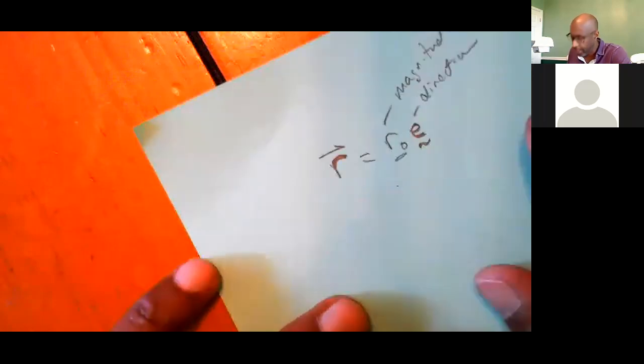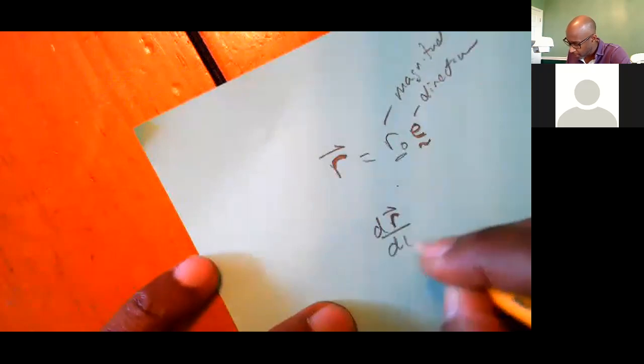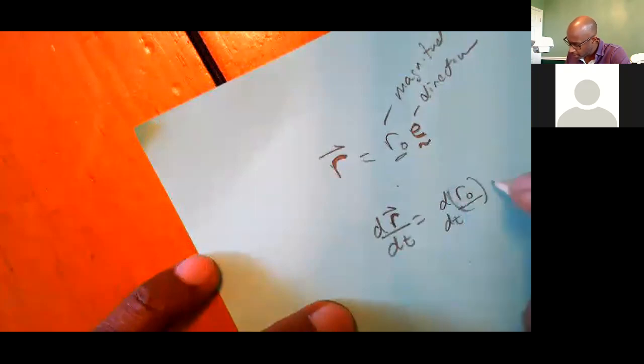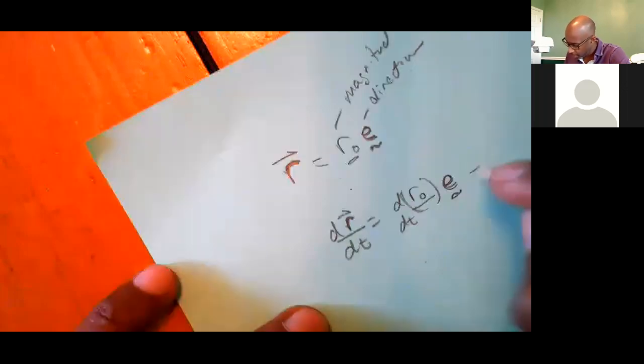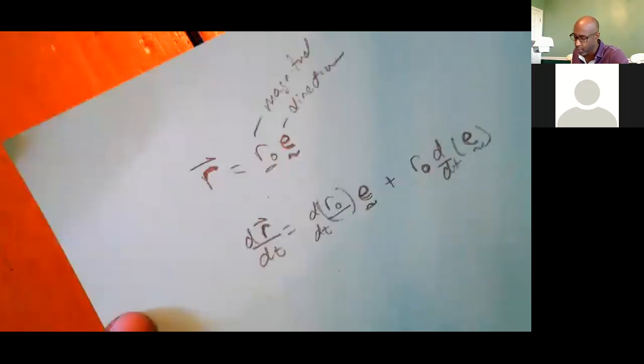Okay. So to take the derivative of that, it's got to be the derivative of r0 times e plus r0 times the derivative of e. Does that make sense so far? Because that's your basic product rule.